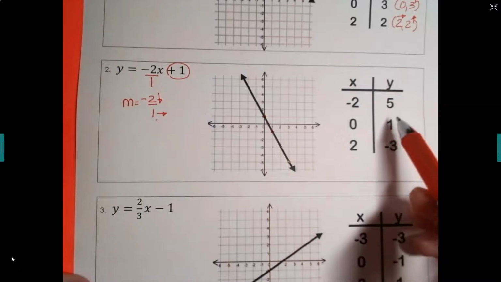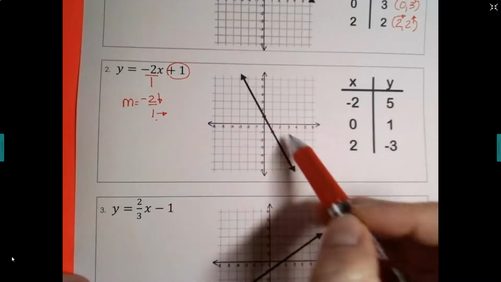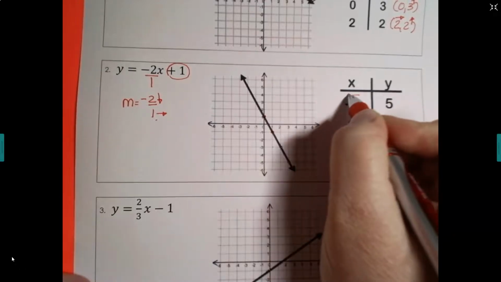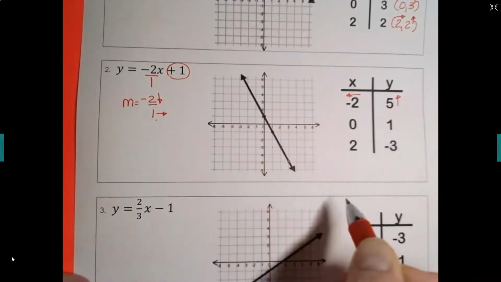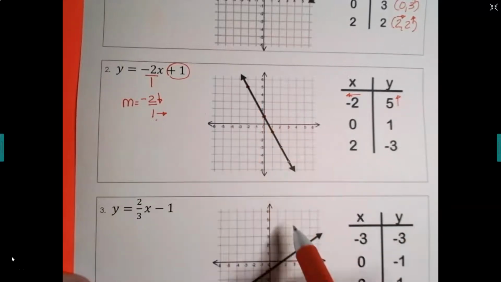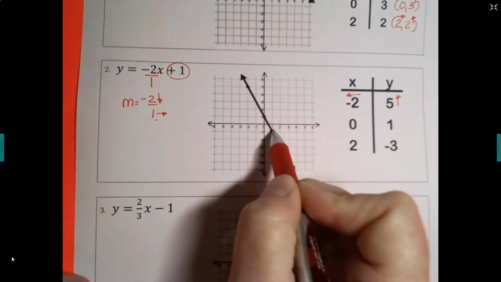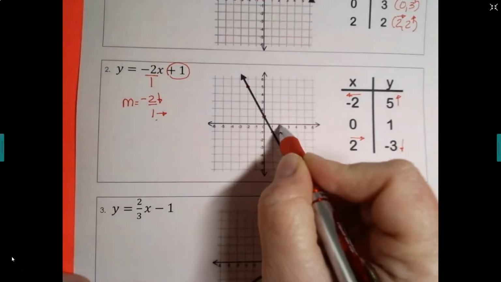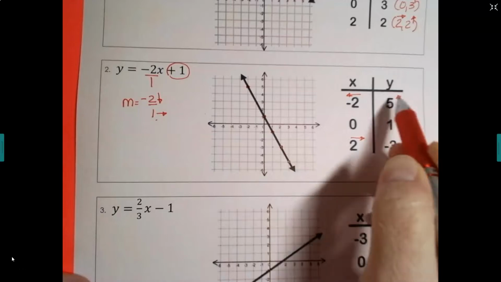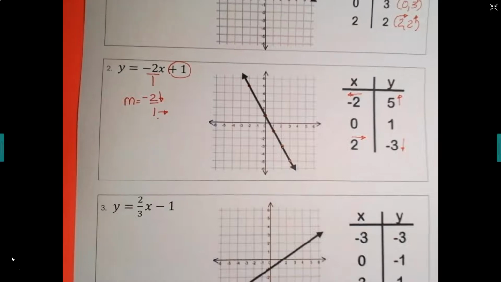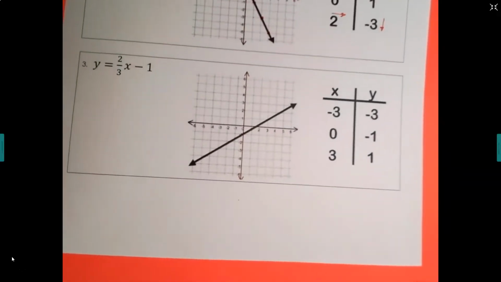With our table of values, you're just looking to make sure that all of the points in the table are on the line that's graphed. So this is -2, which means go left 2, and then up 5: 1, 2, 3, 4, 5. Okay, (0, 1), and then (2, -3): 1, 2, 1, 2, 3. You're just making sure whatever is in here shows up on one of your graphs. Which graph does it show up on? We'll do one last one.